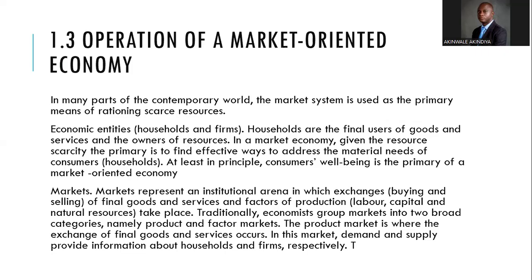Operation of a market-oriented economy. So in many parts of the contemporary world, the market system is used as the primary means of rationing scarce resources. Economic entities such as households and firms are the final users of goods and services and the owners of resources. In a market economy, given the resource scarcity, the primary goal is to find effective ways to address the material needs of consumers. At least in principle, consumers' well-being is the primary goal of a market-oriented economy. So it's all about households and firms.